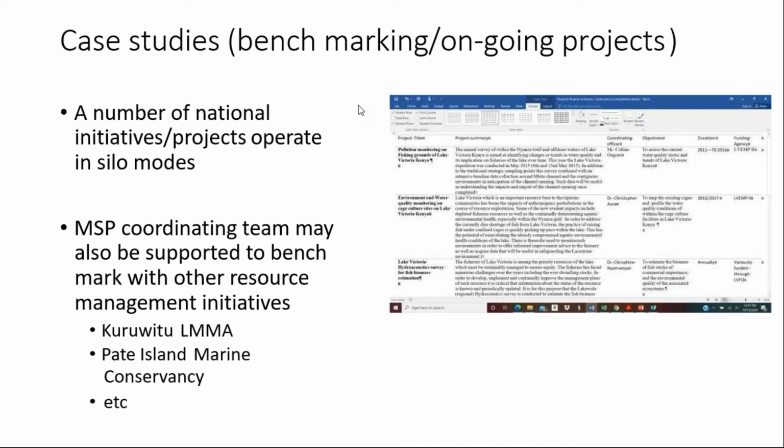The figure on the left gives us what I would like to see being available. We need to know what projects are going on, what are the objectives, what are the durations, so that when we are planning, we know whether we already have important information being dealt with in project 1, in project 2, in project 3. So it's very important to assist us in case studies when we are coming up with our national MSP. Next slide.